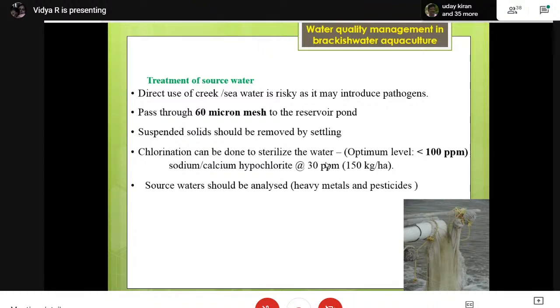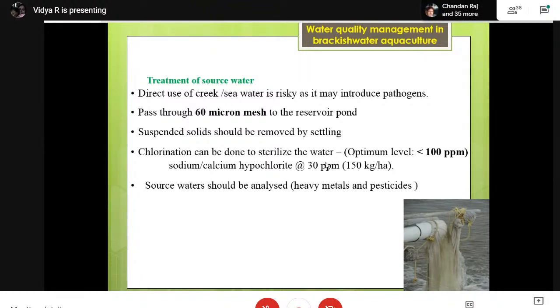Before starting the shrimp farming, you have to remove the silt from the pond bottom. There is a set of protocols for pond preparation, which I will tell you about later. Now, the suspended solids should be removed by settling. After the 60 micron screening, the water will still contain suspended solids, so it should be allowed to settle in the sedimentation unit. Then this water will be taken to the reservoir, and we can give it chlorination.